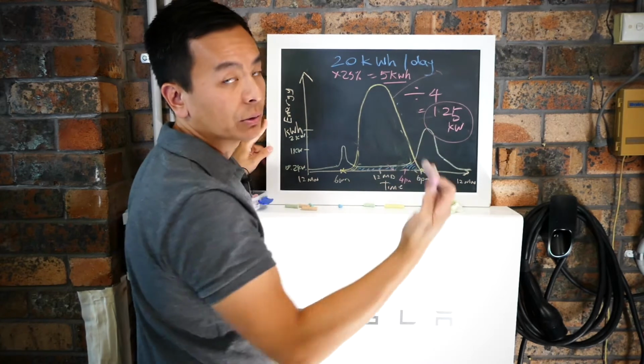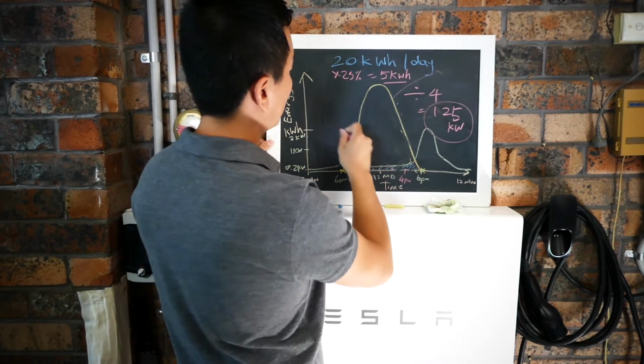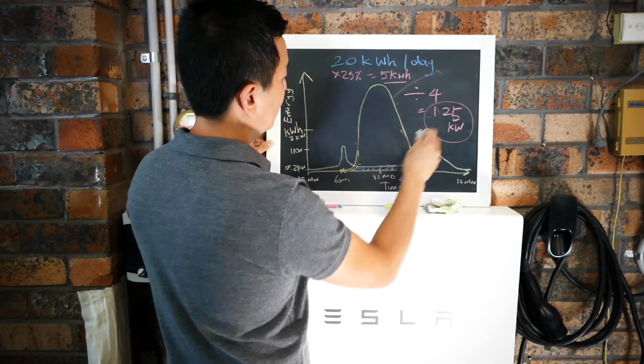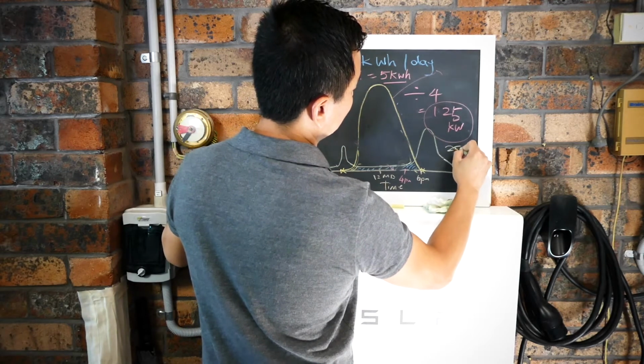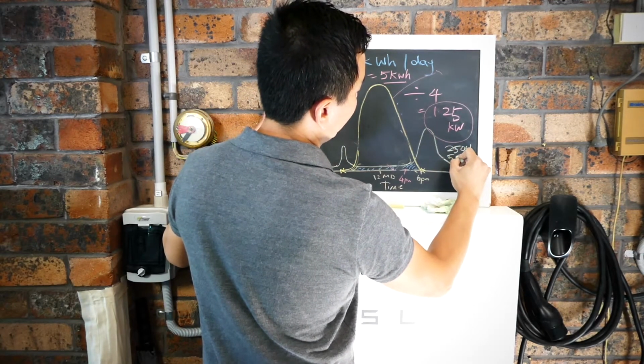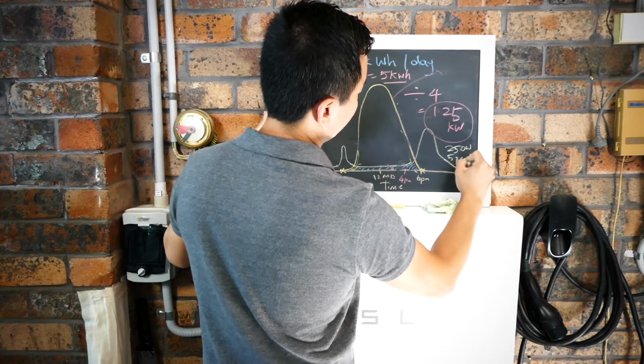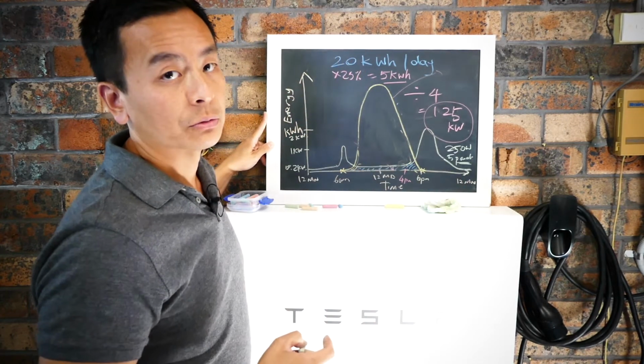1.25 kilowatt, each panel is 250 watts. So each panel is 250 watts. That's 5 panels. 5 panels on your roof.